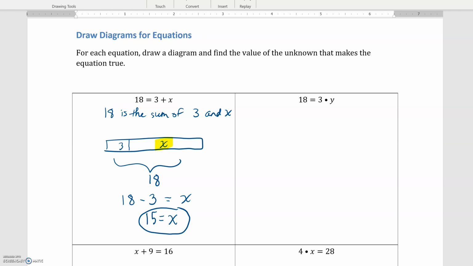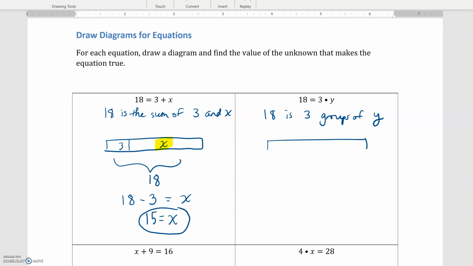Let's try that now with a multiplication statement. This one says 18 equals 3 times y, meaning 18 is 3 groups of y. Because 3 times y stands for 3 copies of y being added together. So let's draw a picture for this.